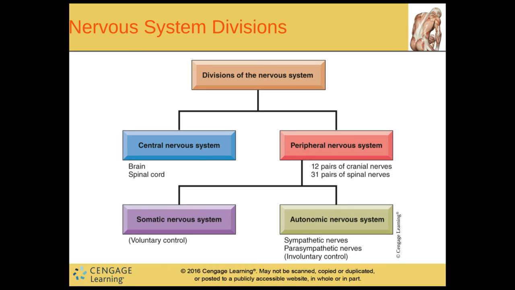And then we have this autonomic nervous system, which is a sympathetic nerve and parasympathetic nerve. This is an involuntary control. So this includes things like blinking, breathing, right? Things that you don't control, your heart beating, your body digesting, right? We don't have any external control over that.